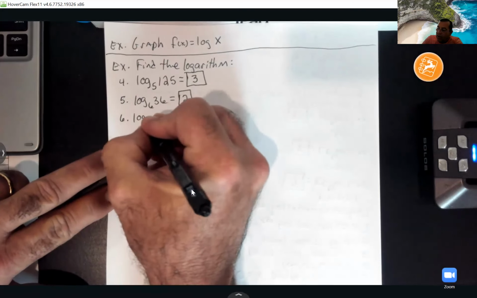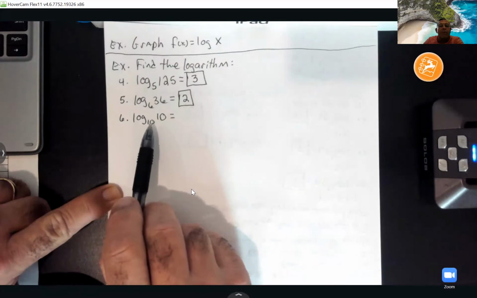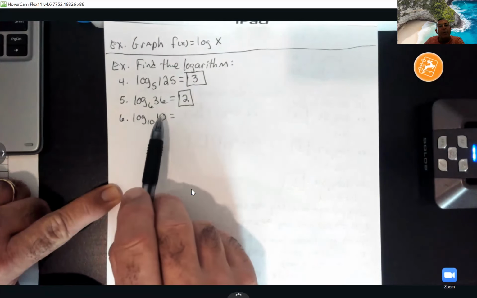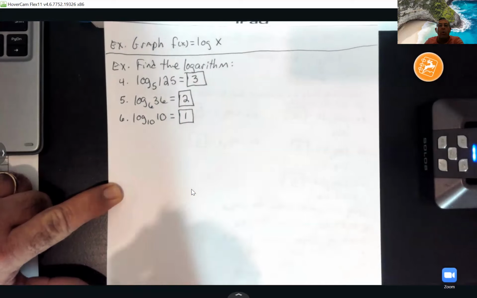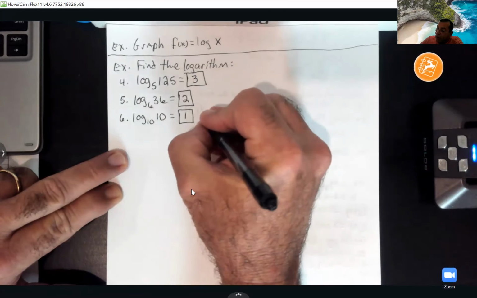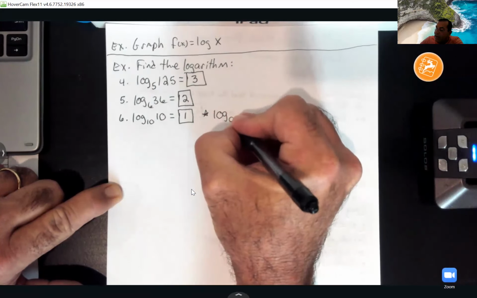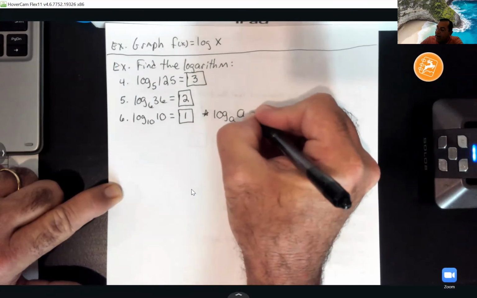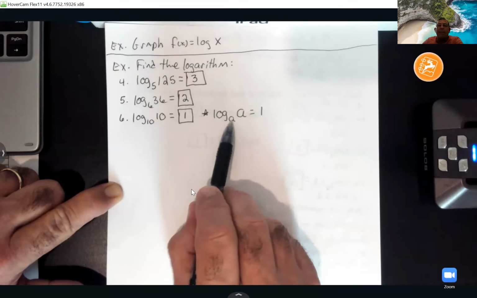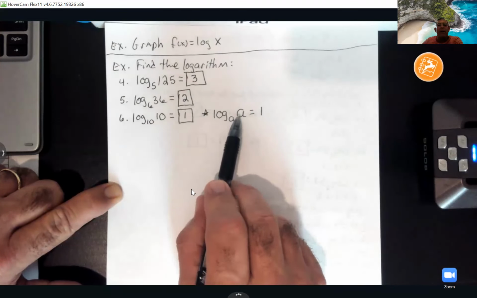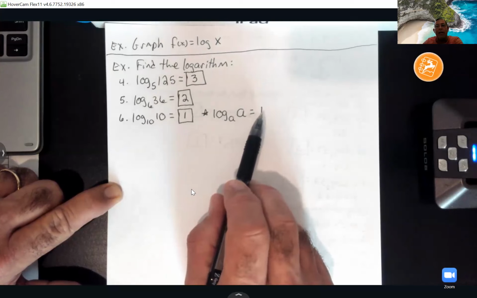All right, y'all, log base 10 of 10. So check this out. What exponent would I raise 10 to make it a 10? Well, that exponent would be a 1. In fact, there's a property that says the log base A of A equals 1. If that log base matches that result, then the log will find me an exponent of 1 every time.